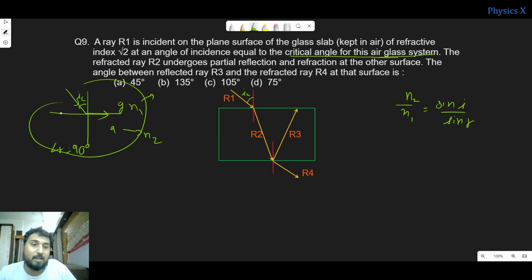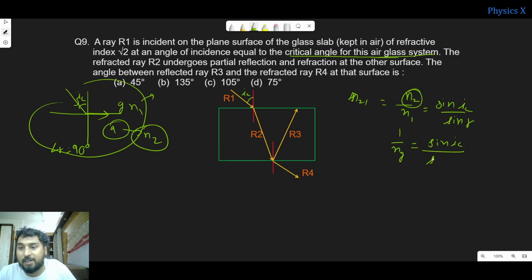So this would have been the typical air glass system when the light was traveling from glass to air. In this case, it is traveling from air to glass. But the angle he is taking is equal to the critical angle, which would have been the angle if this light were traveling from glass to air at a critical angle. So we are calculating that angle. So sin IC: the first medium would have been glass in this case, so 1 by n glass, because n2 would have been air. So 1 by ng equals sin IC upon sin r, which is sin 90 degrees.